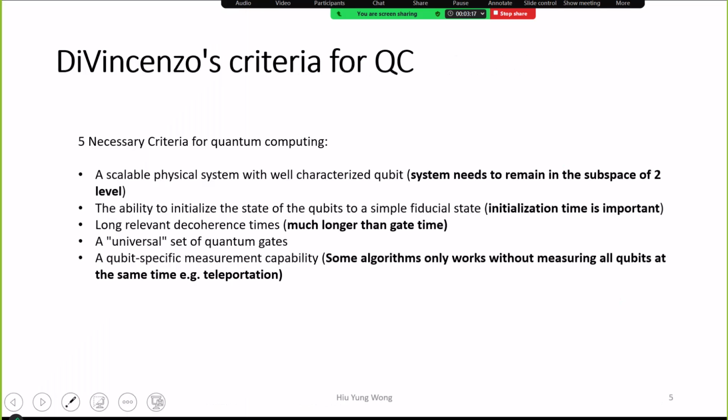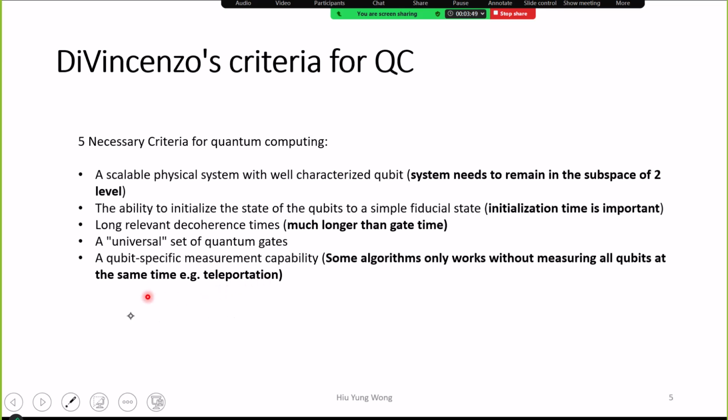So let's go back to the DiVincenzo's criteria for quantum computing. We did that for spin qubit already, right? And earlier we already discussed this qubit-specific measurement capability. We already discussed how to do measurement. Because of the project, I went ahead to do the measurement of superconducting qubit states, right? We have the resonator coupled to a qubit. The resonator frequency will change depending on the states of the qubit, whether it is up or down.